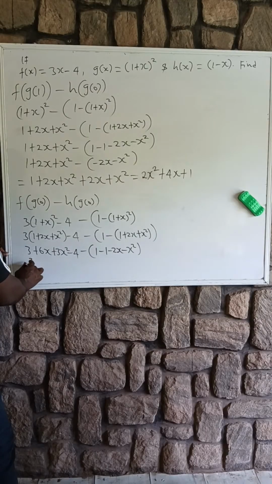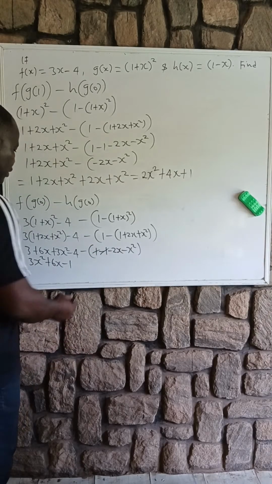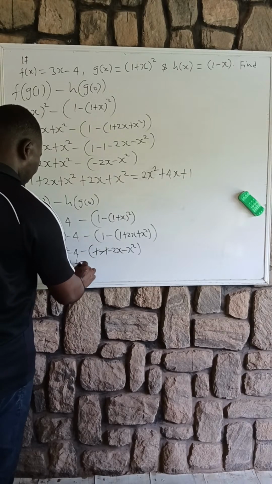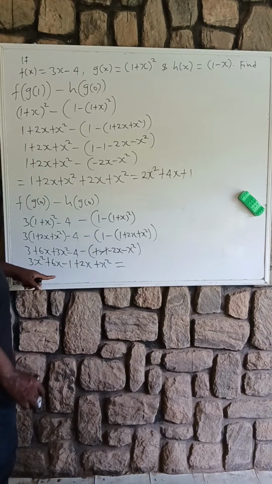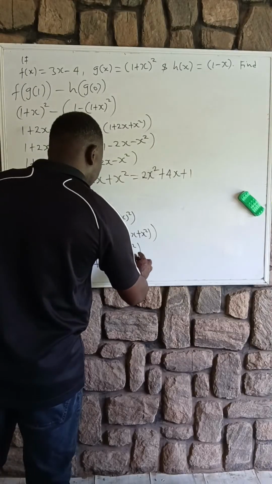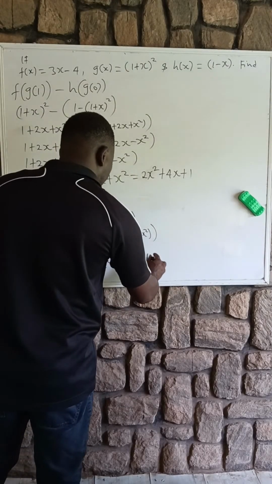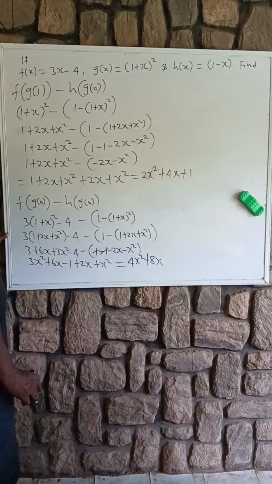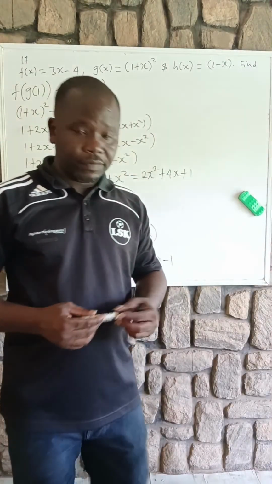Yeah, let's write it this way. This is 3x squared plus 6x plus 3 minus 4 minus 1, right? So this and this will cancel. True or false? By the time we use this to multiply, we have plus 2x plus x squared. Then this is equal to, you can add this and this to give us 4x squared, this plus this, 8x, minus 1. Yeah, so this is how you are going to evaluate this.